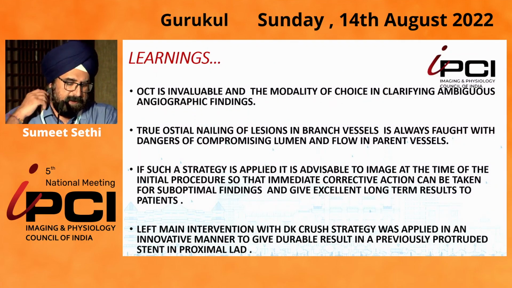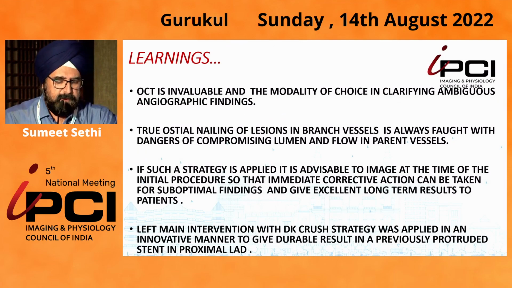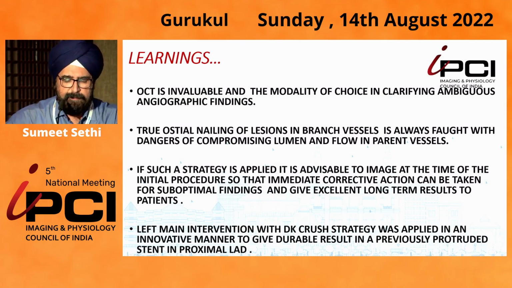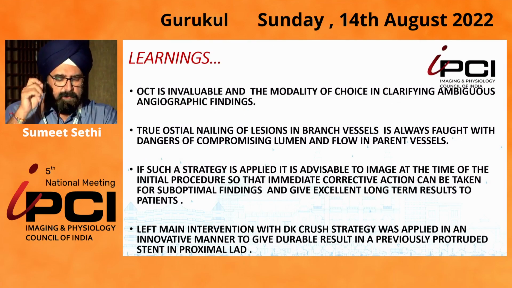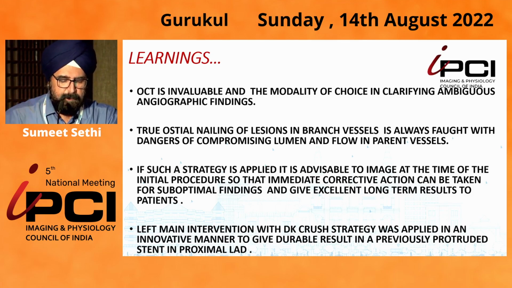So the learnings are that OCT and imaging rather is invaluable and the modality of choice in clarifying ambiguous angiographic findings. When we try true ostial stenting of lesions, especially in branch vessels, it is always fraught with some dangers of compromising the lumen and flow in the parent vessels, which are far more important. And if we do such a thing, then it is advisable to image at the time of the initial procedure, so that if there is any problem, you can correct it immediately. All the suboptimal findings can be looked after, so that we can give excellent long-term results to patients.